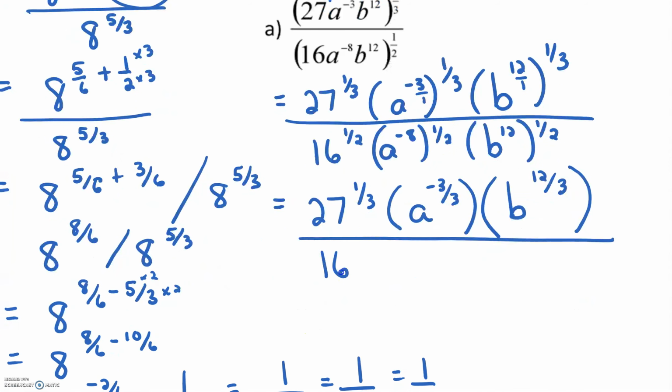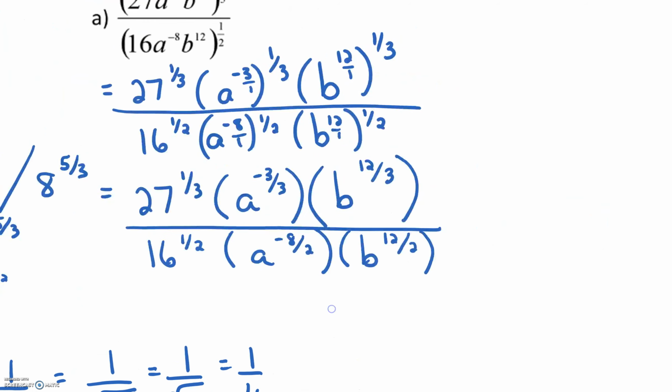Now down here, I have 16 to the power of 1 over 2. I'm going to go ahead and put that over 1 for both. Negative 8 times 1 is negative 8. 1 times 2 is 2. Now we have b. 12 times 1 is 12, and 1 times 2 is 2. At this point, you want to simplify this stuff.